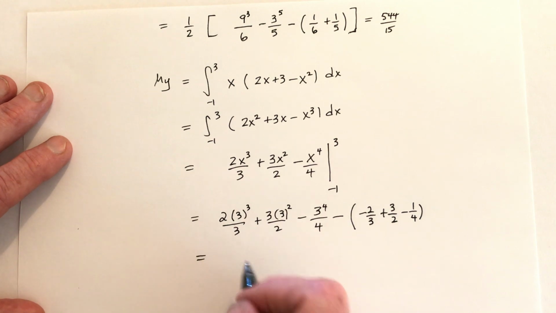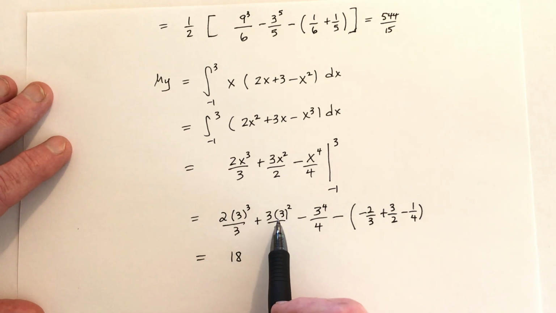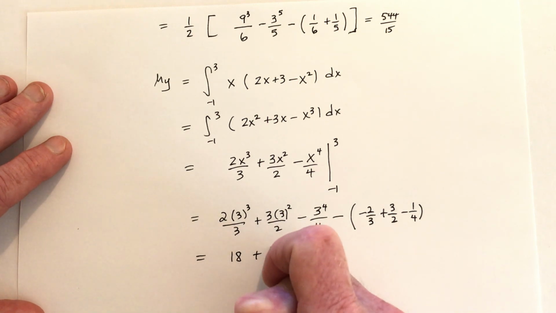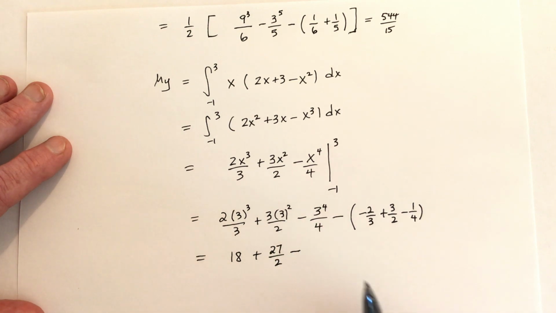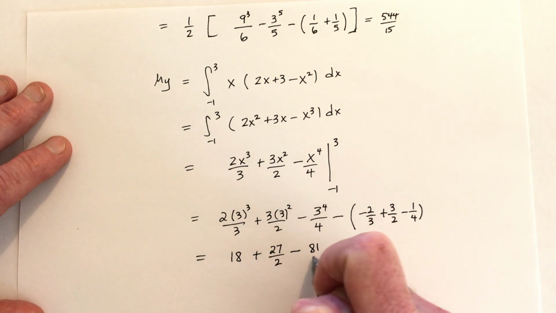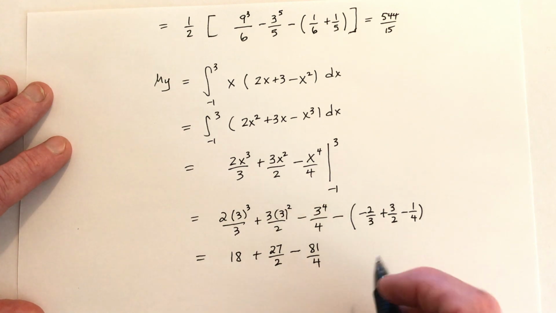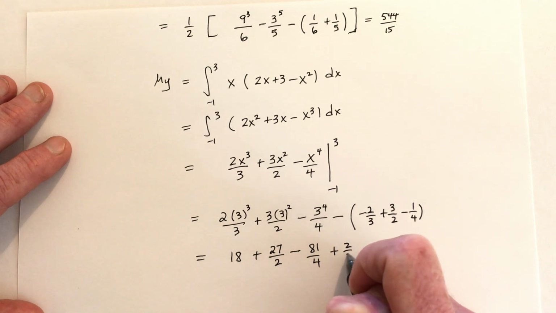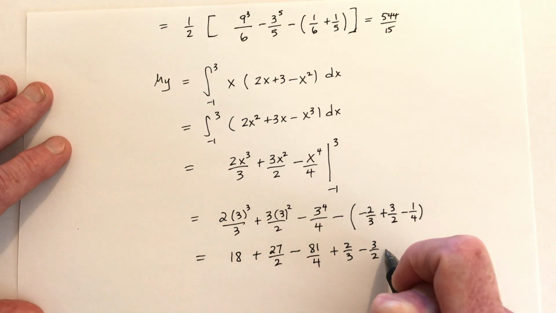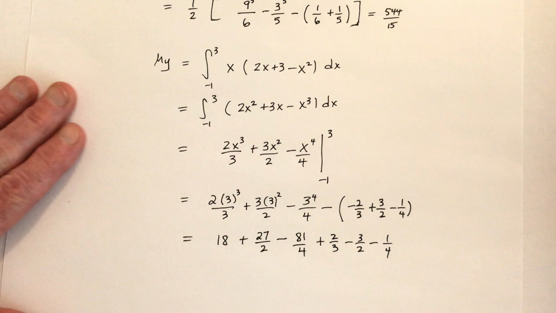And then, should we use the calculator? Let's see, this would be 27 divided by 3, so that's going to be 9 times 2 is 18. This is going to be 9 times 3, so that's 27 divided by 2. And then this is going to be 81 divided by 4. Maybe I should have just used the calculator. I'm going to end up using the calculator anyway. And then for this, I'll go ahead and distribute the negative. So positive 2/3 minus 3/2, and then minus 1/4. And then what does that equal?